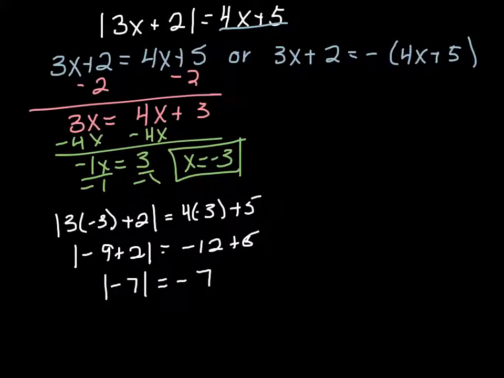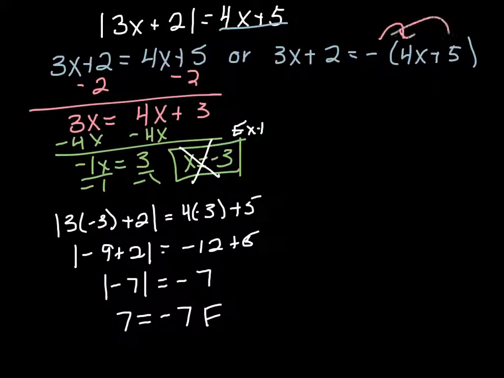Well, an absolute value can never equal a negative number. So what this is saying is 7 equals negative 7, and that is false. So therefore, this would be considered an extraneous solution. Let's solve the next piece.